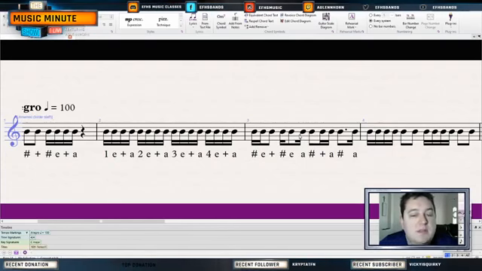Oklahoma, where the wind comes sweeping down the plain. Look how beautiful we are.